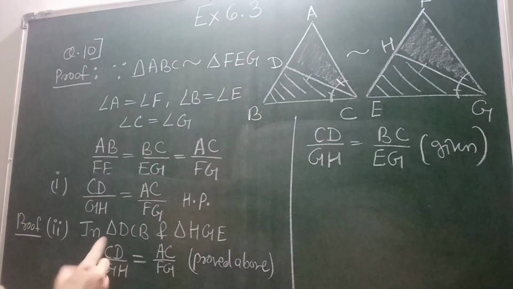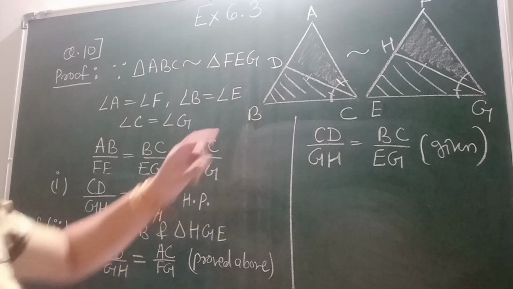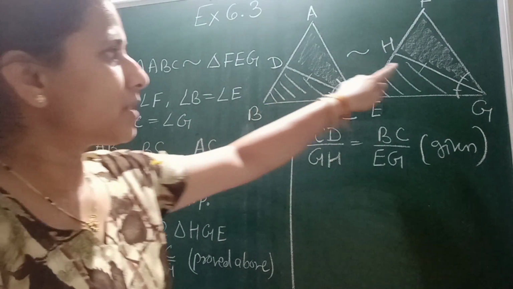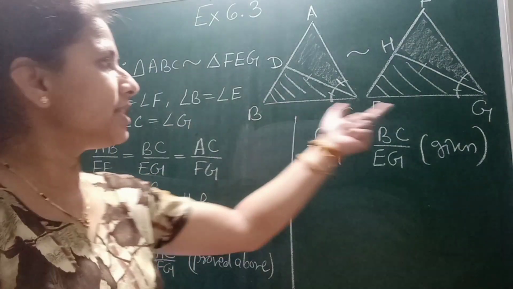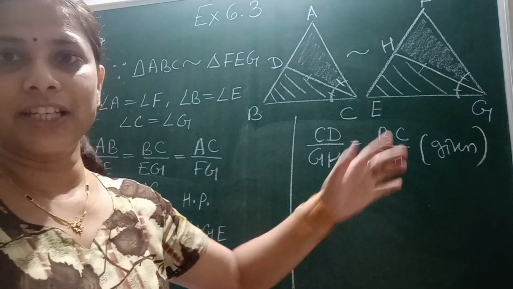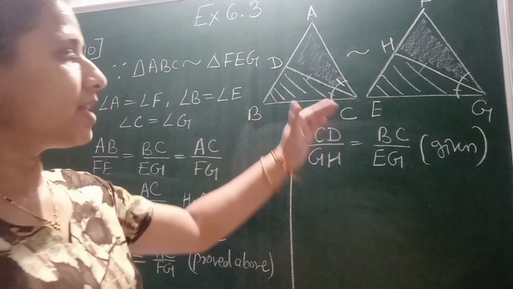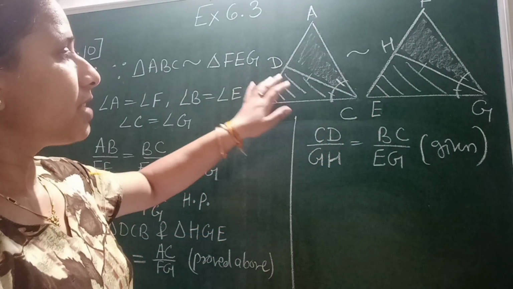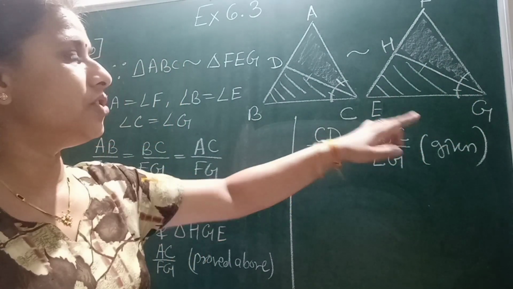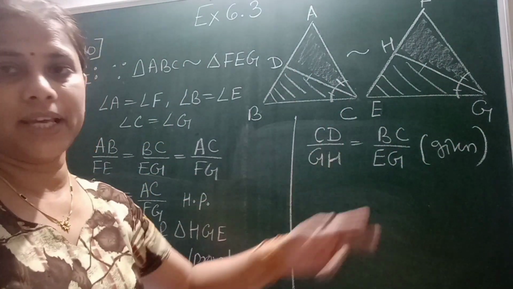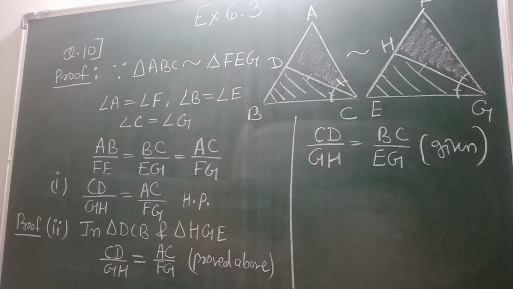Why are we replacing both the values? Because CD and GH are the corresponding sides. Similarly, BC and EG are the corresponding sides, and both are sides of triangle DCB and HGE. So we replace the sides. So what do we get? We get that their corresponding sides are equal.